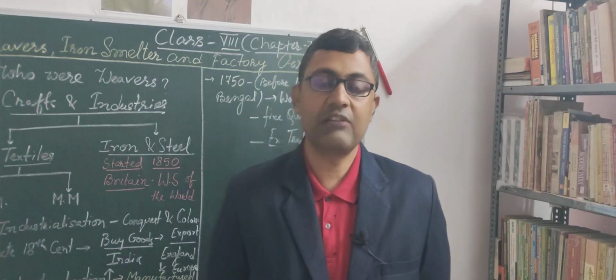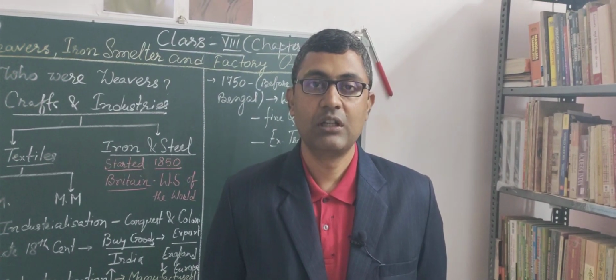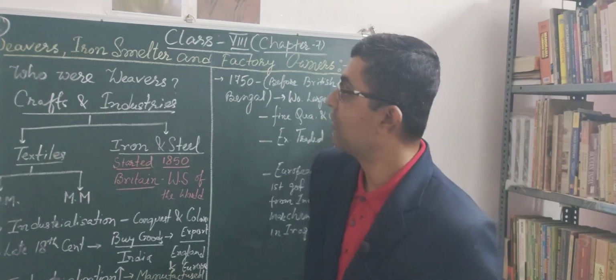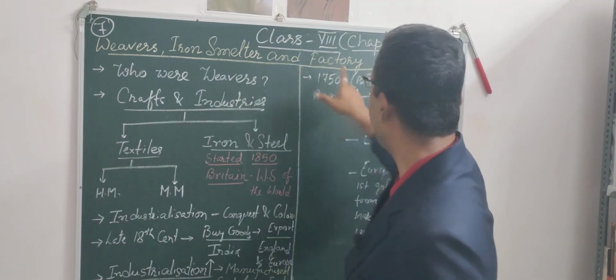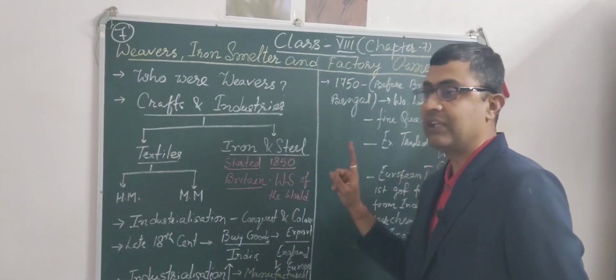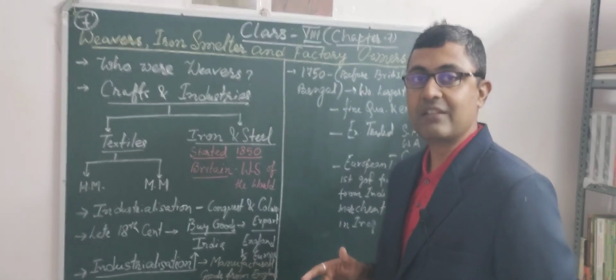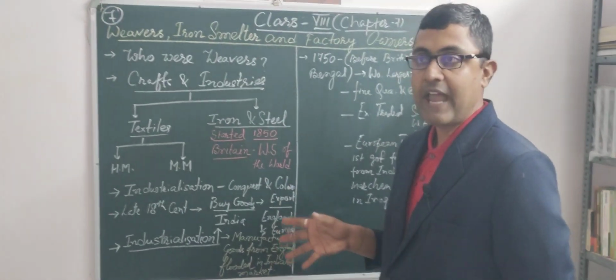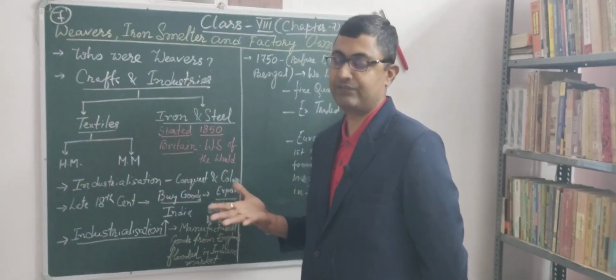So today we'll cover Class 8 Part 2 book, Chapter 7. Chapter 7 is Weavers, Iron Smelters and Factory Owners. Now we'll see how the British and Europeans came to this colony, captured its market and flourished their trade.